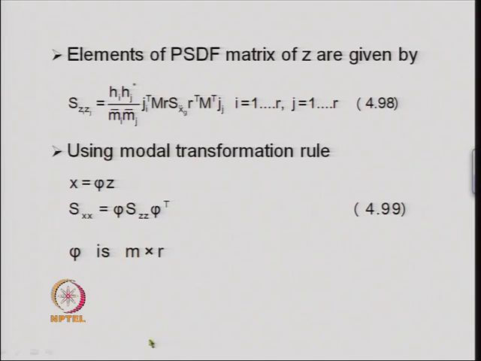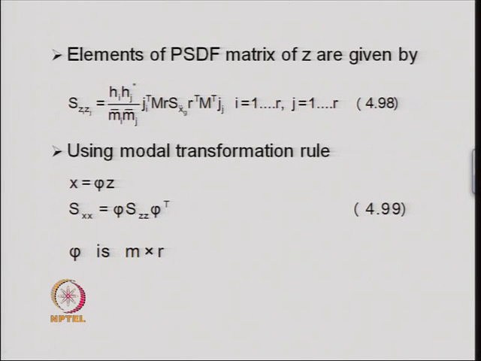Then after we have obtained S_ZZ, we can obtain the power spectral density function matrix of displacements in the structural coordinates using this formula. It comes from the above relationship, that is x is equal to phi z, and if it holds good, then S_xx will be equal to phi S_ZZ phi transpose.